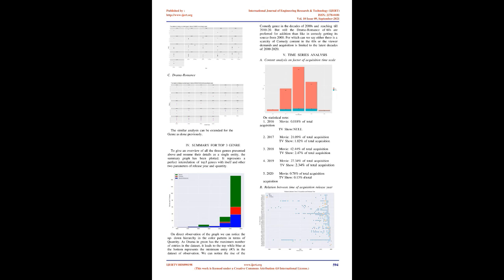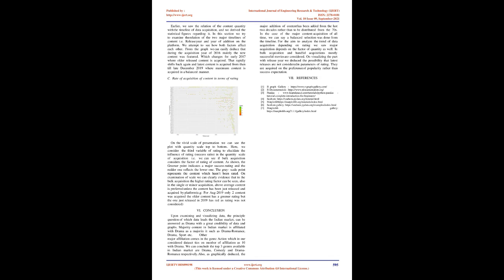Rate of acquisition of content in terms of rating. On the vivid scale of presentation, we can see the plot with the quantity scale top to bottom. Here, we consider the third variable of rating to elucidate the influence of rating, the success ratio, in the quantity scale of acquisition, i.e. we can see if bulk acquisition considers the factor of rating of content.